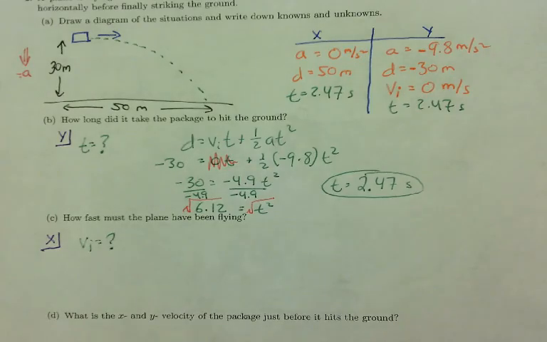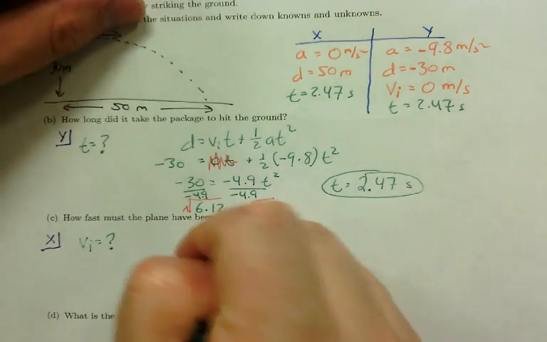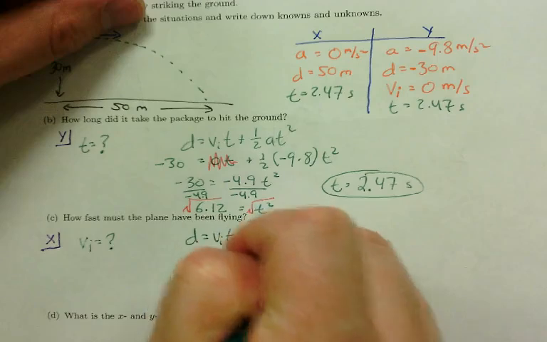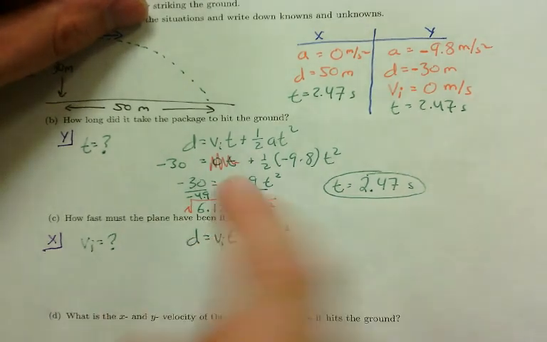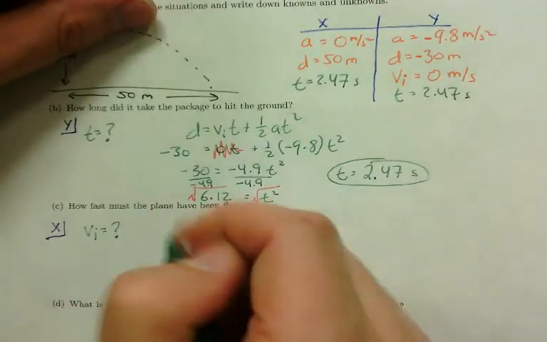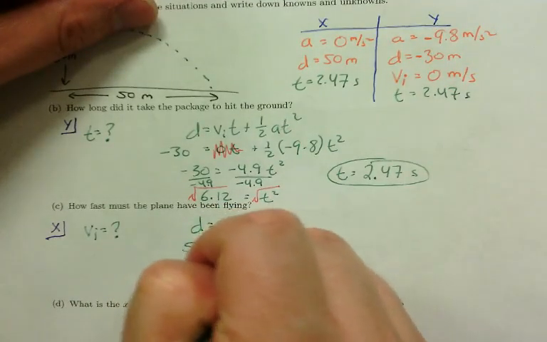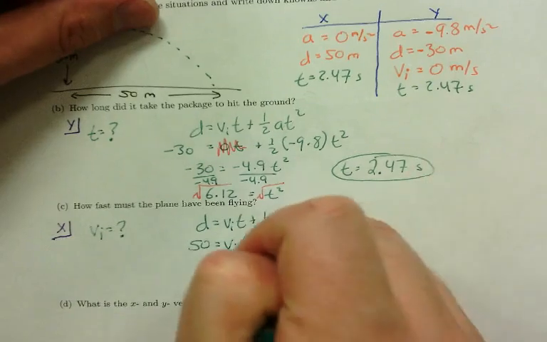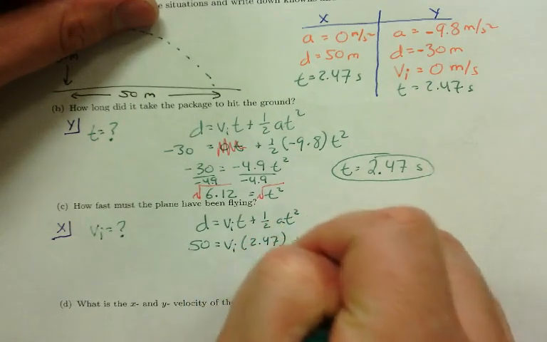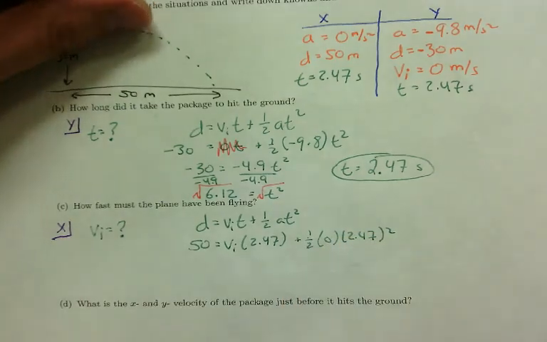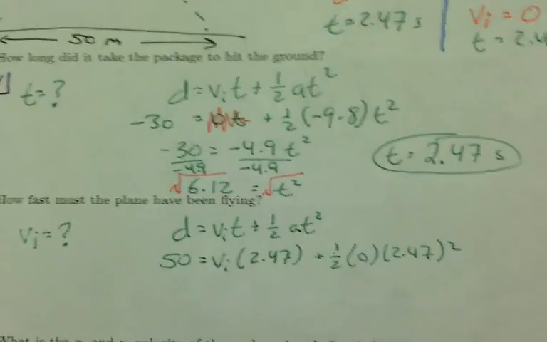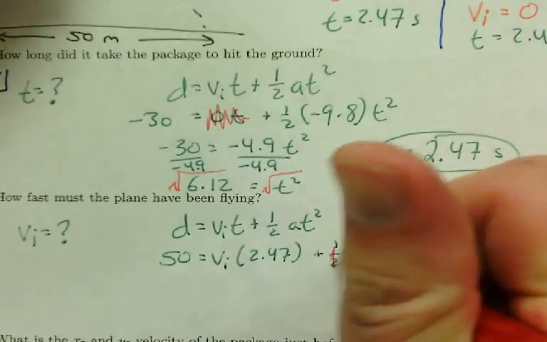Pause for 3 minutes. See if you can use your x numbers to pick an equation and solve. You should see that it's the same equation again. It's Big Chalupa again, but this time using x numbers. So D, 50, equals VI times my t, which is 2.47, plus 1/2 times 0 times 2.47 squared. The 0 cancels out.